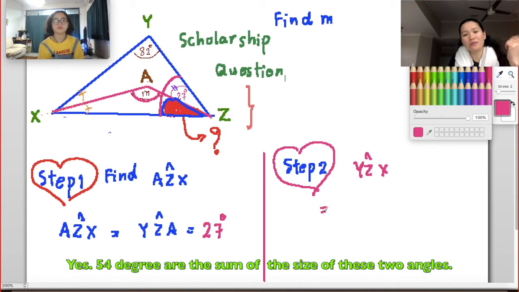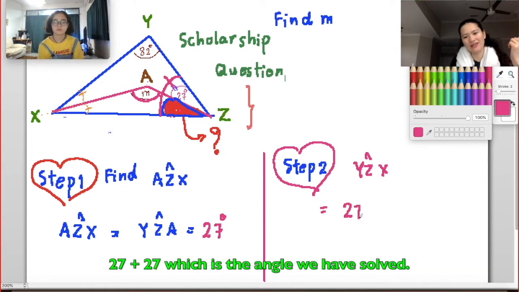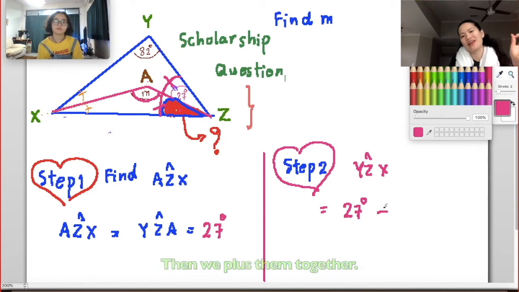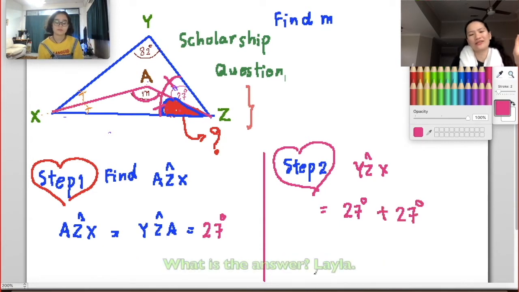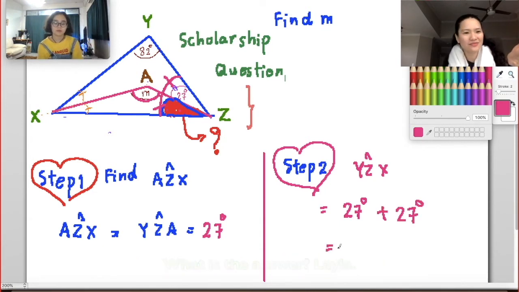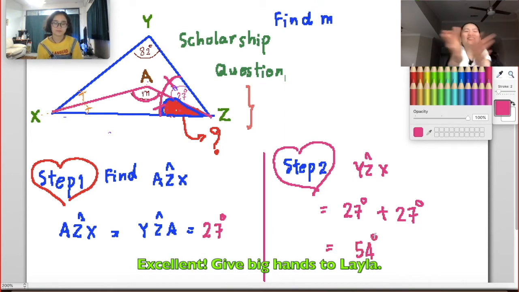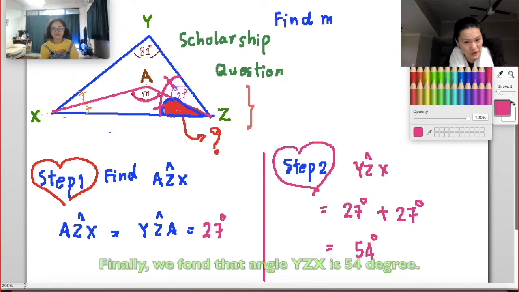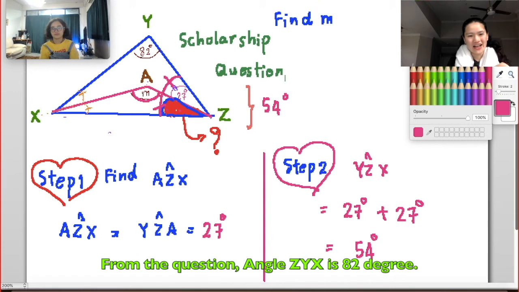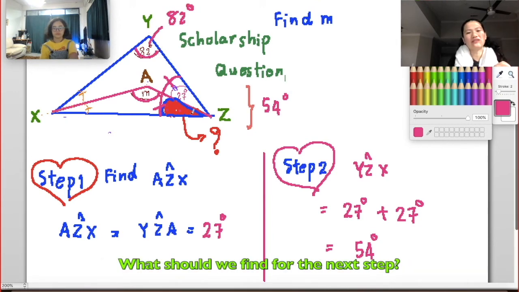I want to know how big is it? 54. Yeah, 54 comes from this angle, 27, plus this angle that we found already, 27. When you add them together, what is the answer, Leila? 54. Wow, really good. Everyone, give a big hand to Leila. Now you know this one is 54. And this one they give to you, 82. So the next one, what should we find? We need to find this one.